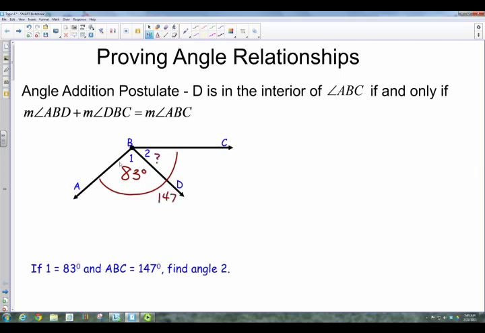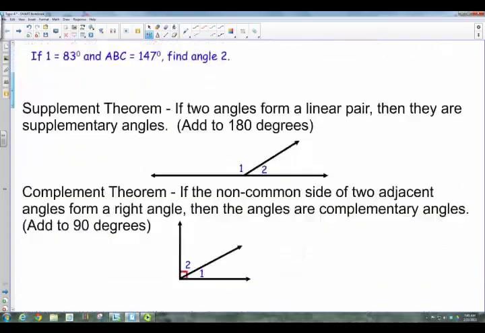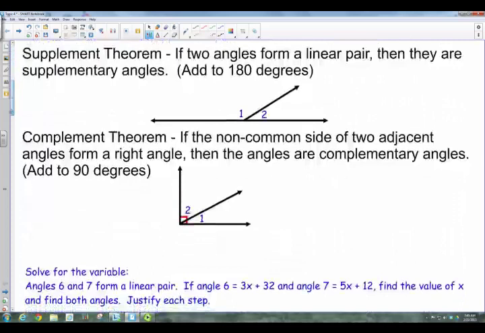And another way of thinking of it is just following this formula. This one plus the other, which we'll just call x, has to equal the whole thing. So you just solve this out, subtract 83 from both sides, you get 64 degrees, and there's your answer. So that's the angle addition postulate. The two smaller will add up to the whole.